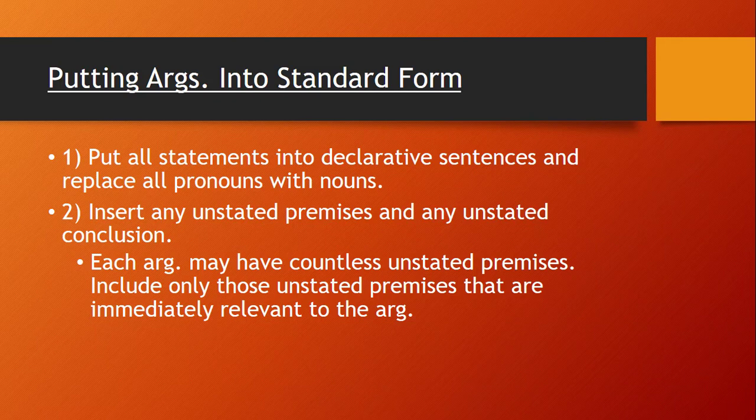So what we want to do is put all the statements into declarative sentences and replace all pronouns with nouns. So don't use he or she, but use the actual names, for example, of people when you have to use a person's name in an argument. This can help eliminate any unclarity that might exist if you have several characters or several actors in an argument, and you're using he or she. It might not be clear exactly what those pronouns are referring to.